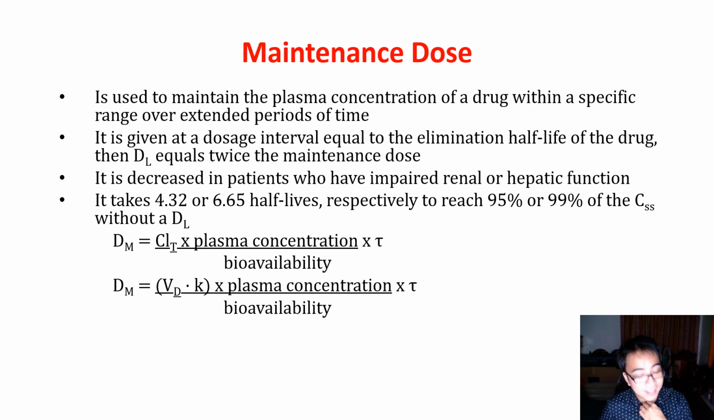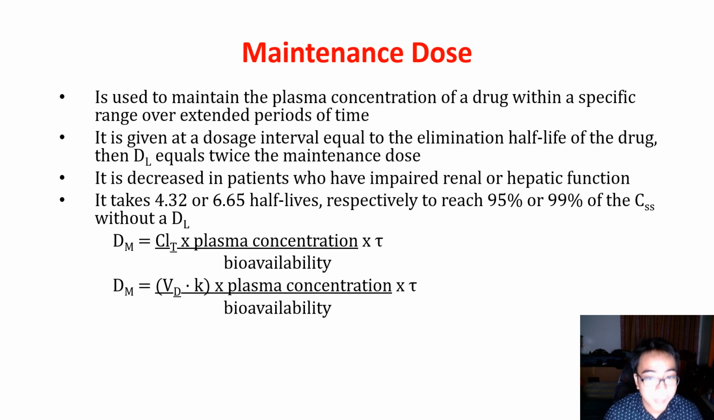Now, what about maintenance dose, class? So maintenance dose is used to maintain the plasma concentration of a drug within a specific range over extended periods of time. So it's given at a dosage interval equal to the elimination half-life, oftentimes, of the drug. Then loading dose equals twice the maintenance dose. So it's decreased in patients who have impaired renal or hepatic function. So kailangan babaan yung loading dose pag ganon. And it takes about 4.32 to 6.65 half-lives respectively to reach 95 or 99% of the CSS without a loading dose.